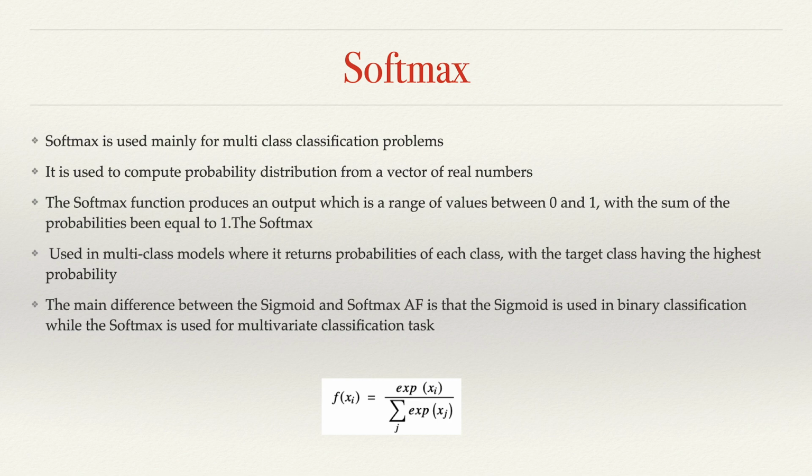Now another activation function, which is only for the output neurons and mainly for multi-class classification problems, is called softmax. It is used to compute a probability distribution from a vector of real numbers. What's the meaning of that? If I have multiple classes, let's say I have 5 classes.